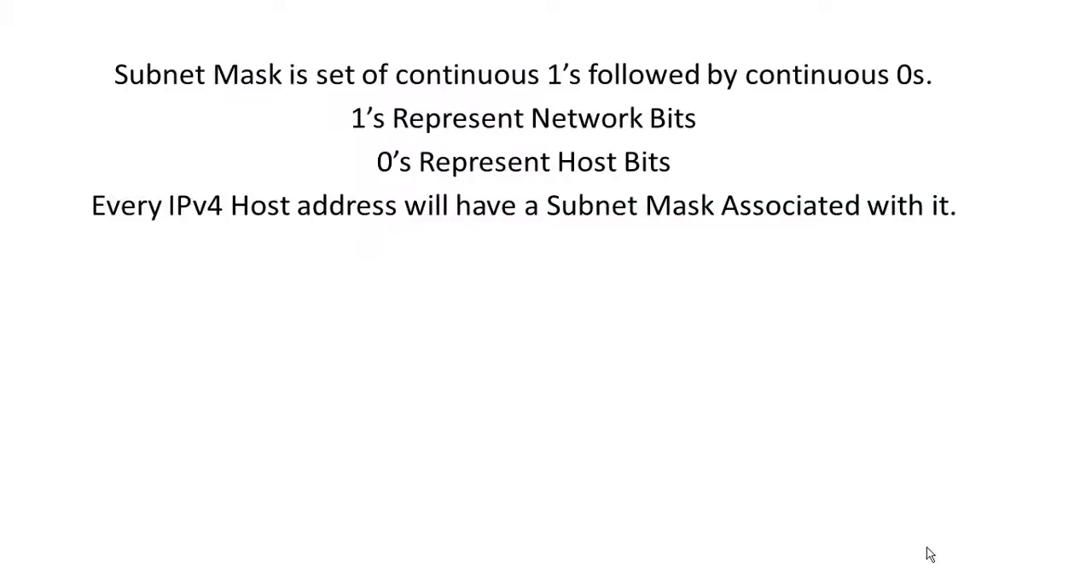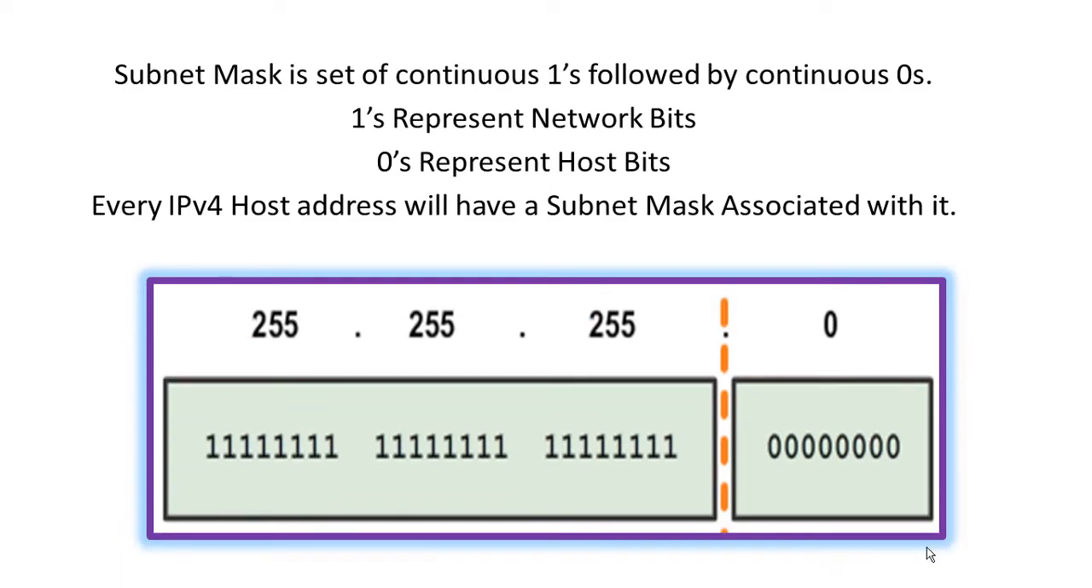The subnet mask is a set of continuous ones followed by continuous zeros, which we looked at in the first subnet mask video. The ones represent network bits, and the zeros represent host bits. So every IPv4 host address is associated with a subnet mask. The ones in the subnet mask tell the IPv4 address which network it belongs to. The zeros are all used to determine the unique host address.